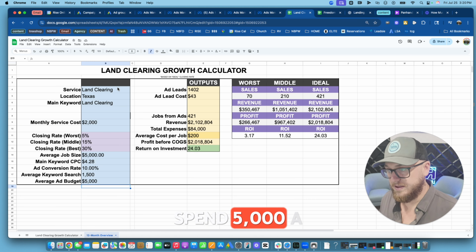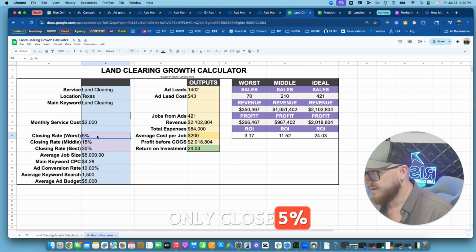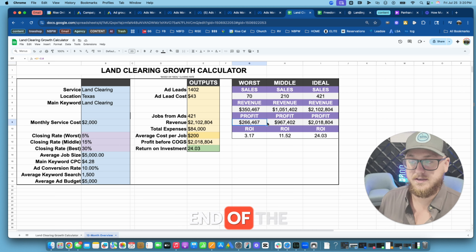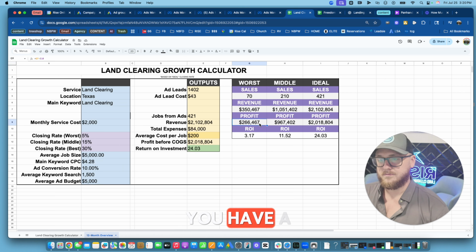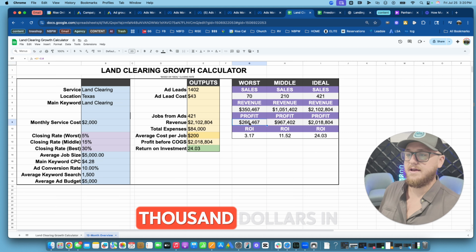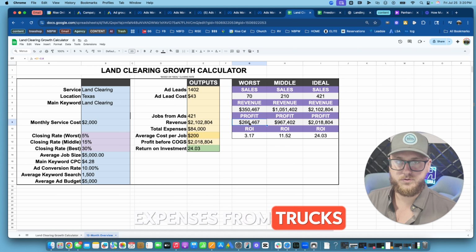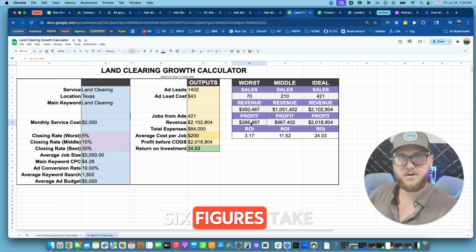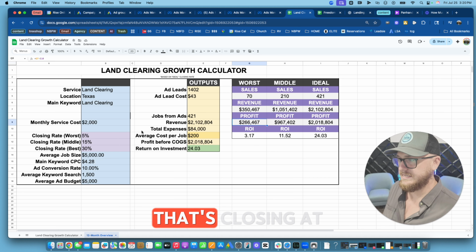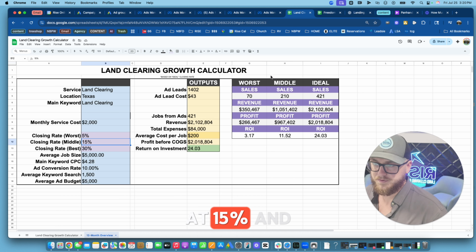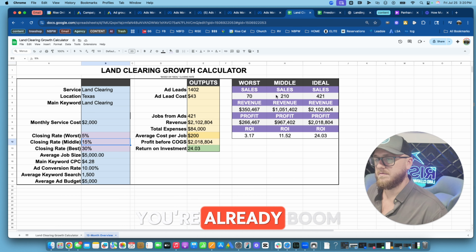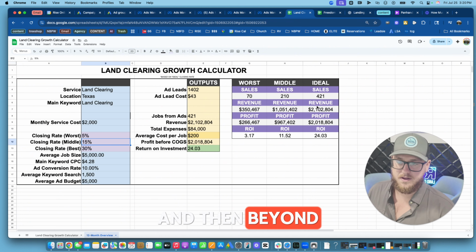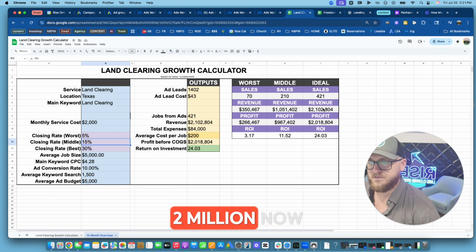Because if you spend $5,000 a month and you only close 5% of your jobs, you're still coming out with $266 at the end of the year. And so say you have $150,000, $170,000, $180,000 in expenses from trucks, machines, field, insurance, payroll, whatever, you could still end up making 6 figures take home. That's closing at 5%. You close at 15% and you're already, boom, 7 figures. And then beyond, right? 30%, you jump right up to 2 million.